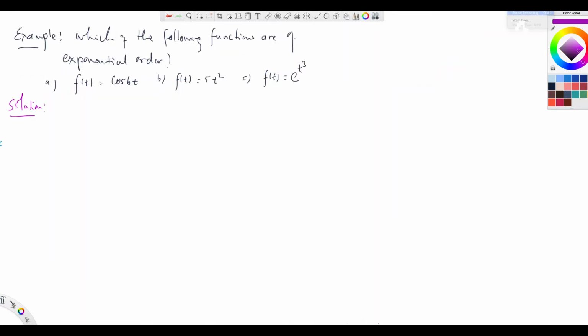Okay, let us see this example. Which of the following functions are of exponential order? The first function is f(t) equals cosine bt. The second is f(t) equals 5t squared, and the third one is f(t) equals e to the t cubed.